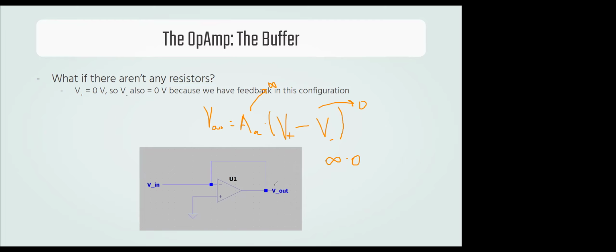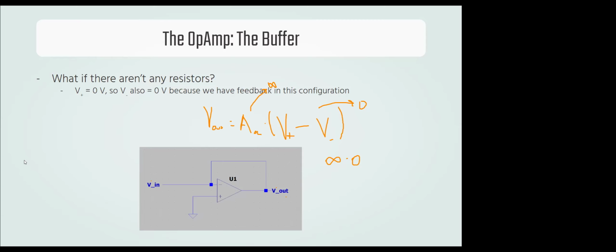And so even though V plus is zero, so V in has to be zero, or rather V in is the same thing as V minus, that doesn't mean that V out is also going to be zero. So V out is exactly what V in is, but this is a buffer. And so what this does is it electrically isolates V out from V in. We can do whatever we want to V out and we won't mess with V in, because we're using this op amp to force these two voltages to be equal.